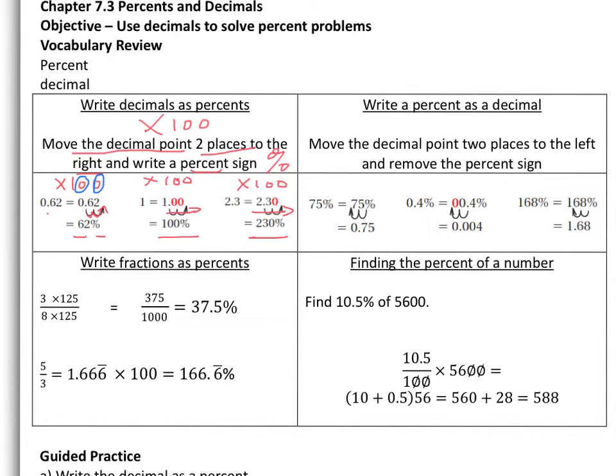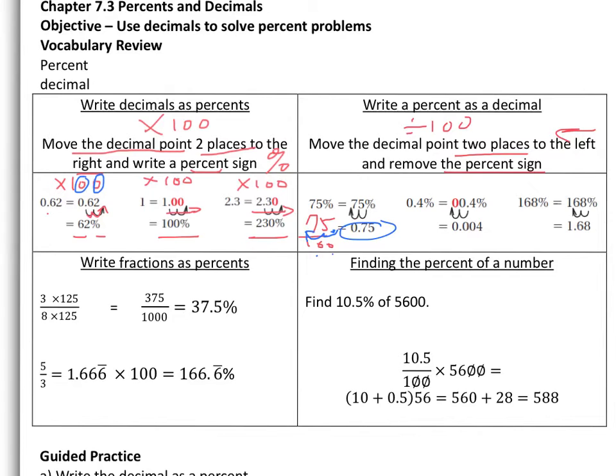To write a percent as a decimal, I need to divide by 100. Or, in other words, move the decimal point 2 places to the left and remove the percent sign. For example, for 75%, I could write that as 75 over 100. And remember, because of the 2 zeros, it tells me that I can shift the decimal place 2 places to the left. So I know my decimal point here is here. So 1, 2. So 0.75.